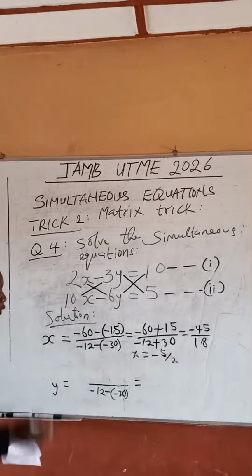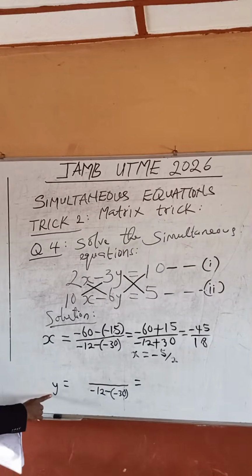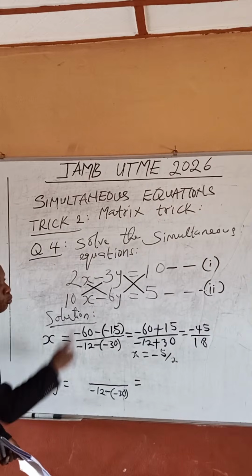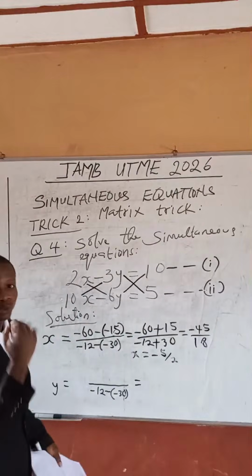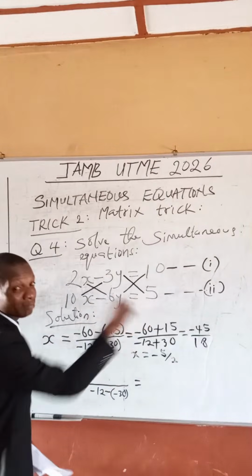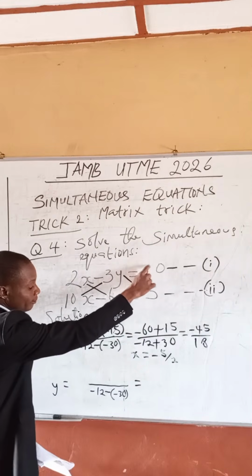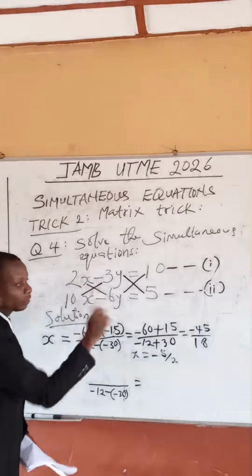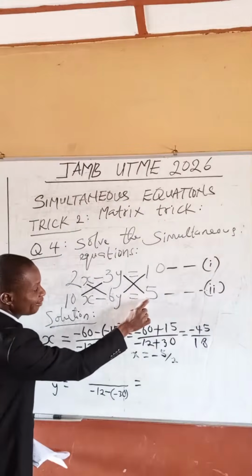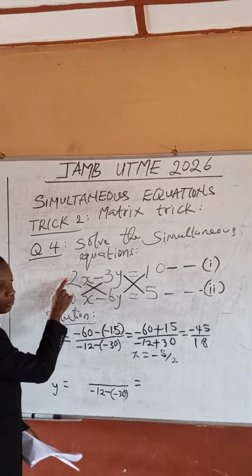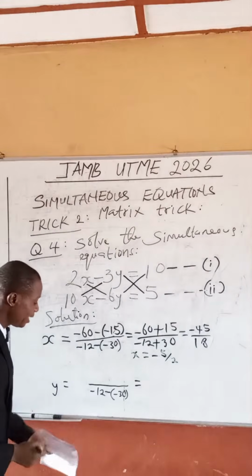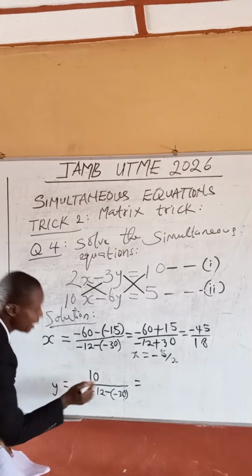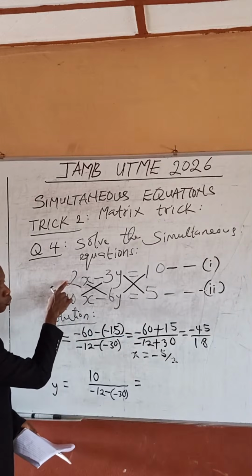Then for the second one, remember it's y. So we are going to use the coefficient of x because it is y, and we cross multiply it with the constant. When doing that, you are going to start from here. Remember, we started from 10 times this, but this time we are starting with 5 times what we have here. So 5 times 2 is 10. Begin by writing 10 here.